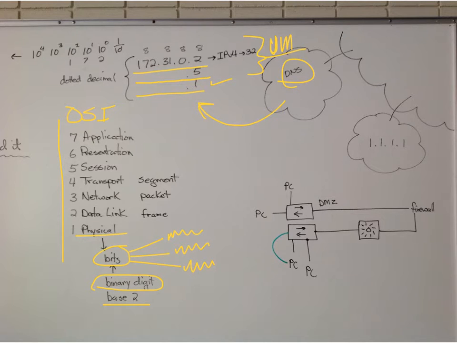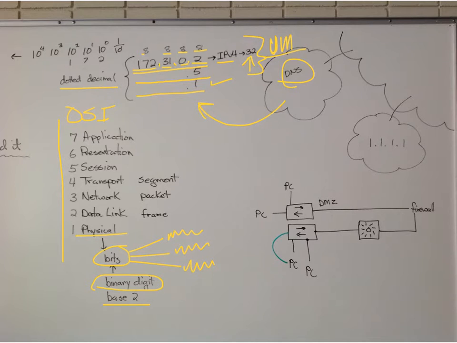And this is an IPv4 address. It's made up of 32 bits, and it's a dotted decimal. Here's 8 bits, a dot, 31 represents 8 bits, 0 represents 8 bits, and the 2 represents 8 bits. That's where those 8s come from up here.